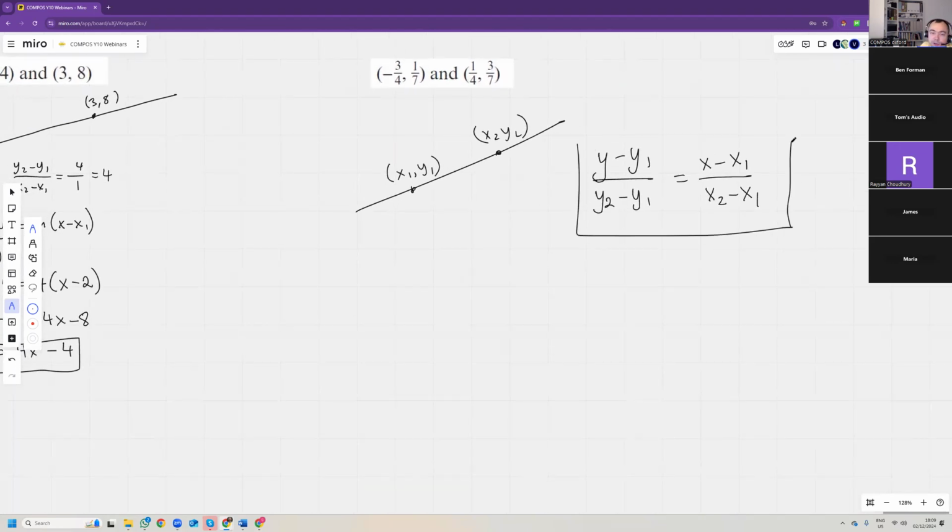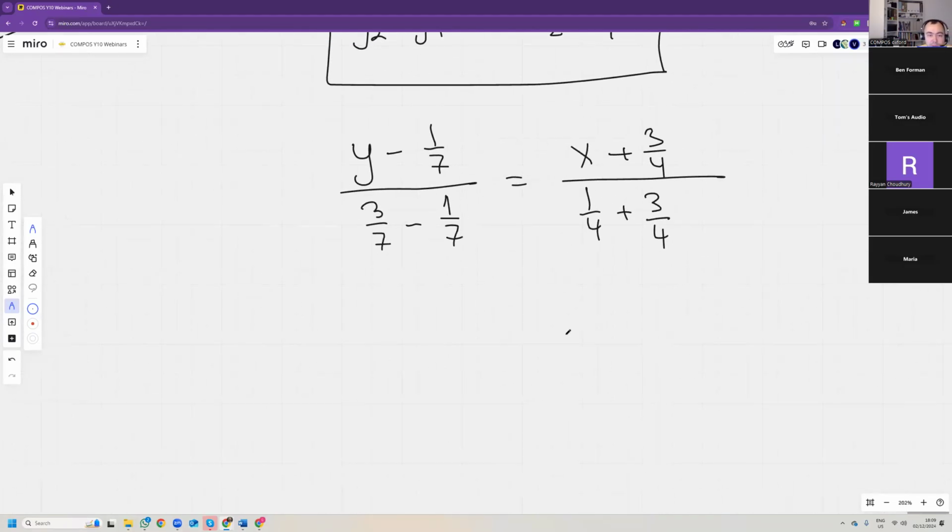And all you need to do is to substitute the coordinates. So there's going to be y minus 1/7 divided by 3/7 minus 1/7 equals x plus 3/4 over 1/4 plus 3/4.